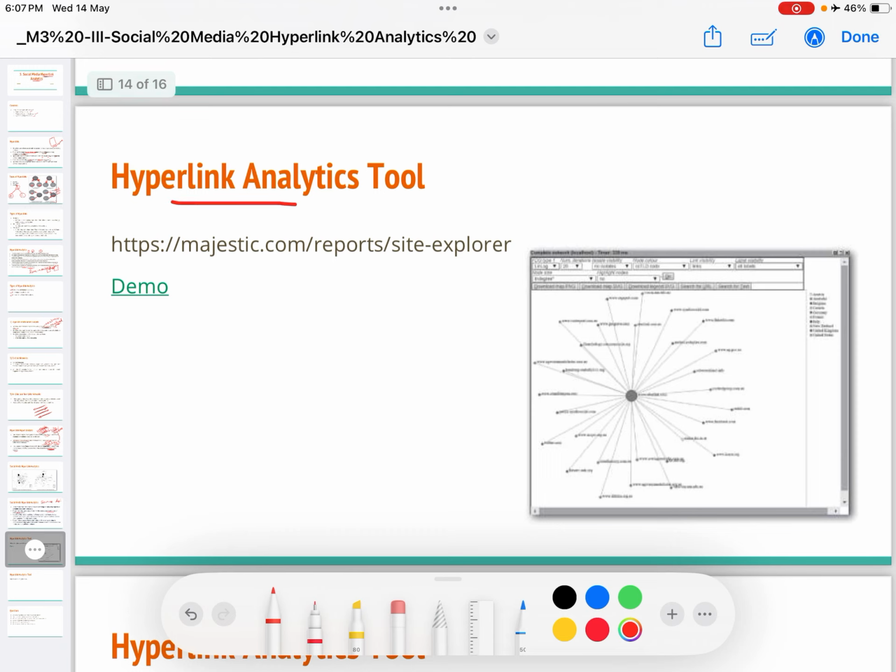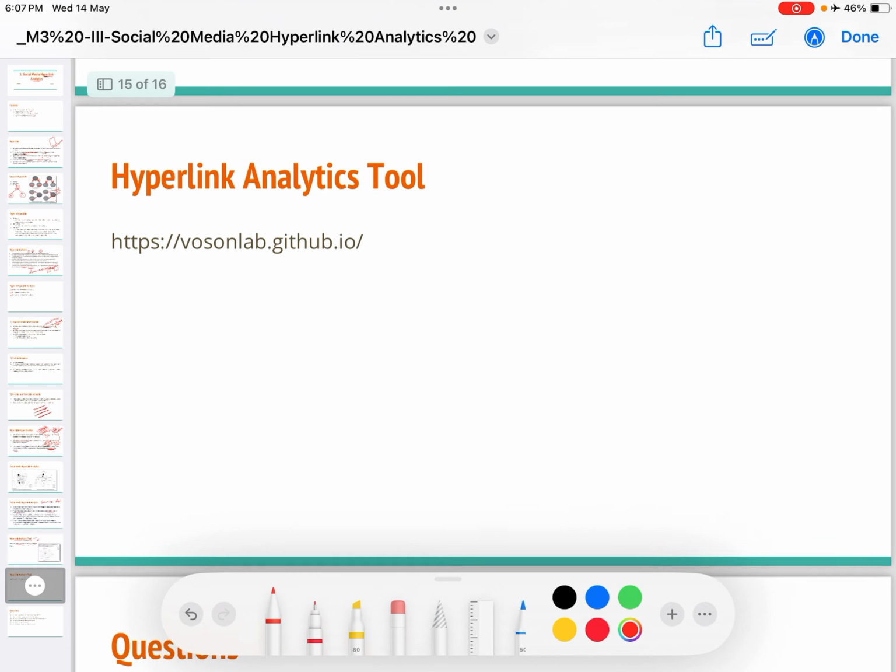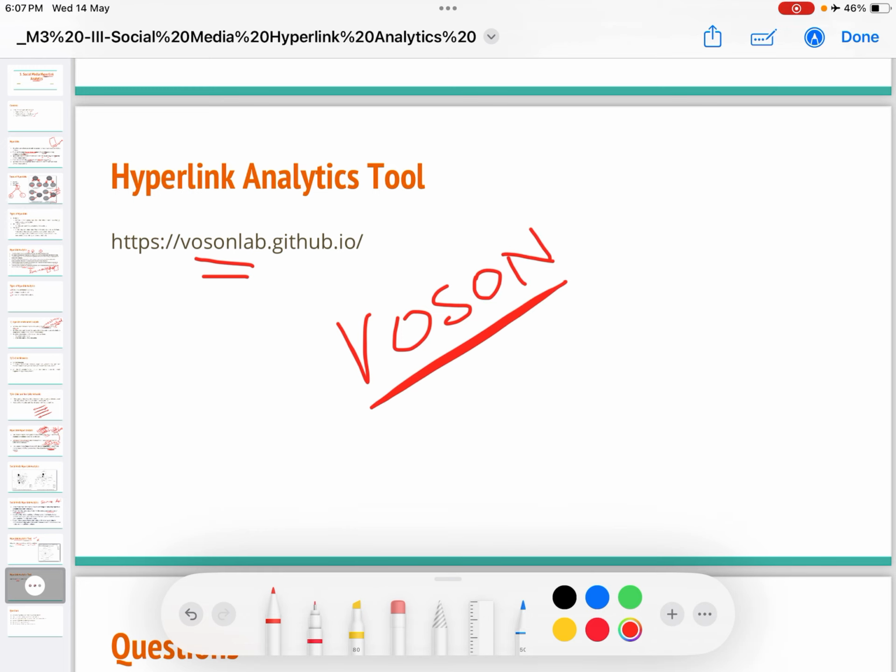Now the hyperlink analytics tools: this is a tool which can be explored, majestic.com/reports/explorer, and this is also a tool, VOSON lab.github.io. These tools can be explored for hyperlink analysis.